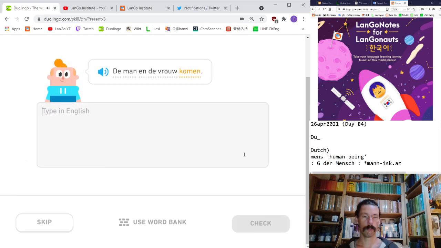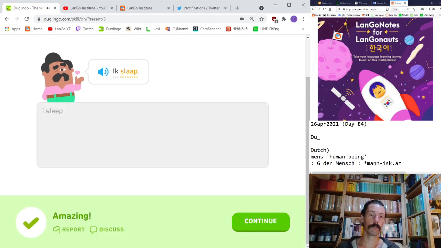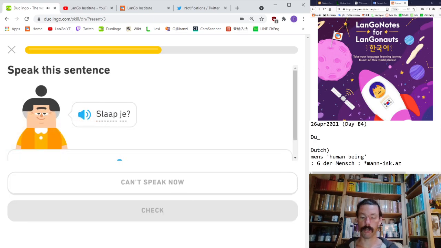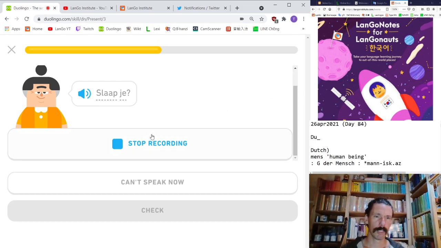De man en de vrouw komen. Komen, long vowel thing. The man and the woman, they are coming. Ik slaap. I sleep. Slaap je? So, with inversion here, verb first, then pronoun, is how to ask a yes-no question. Are you sleeping? Slaap je.